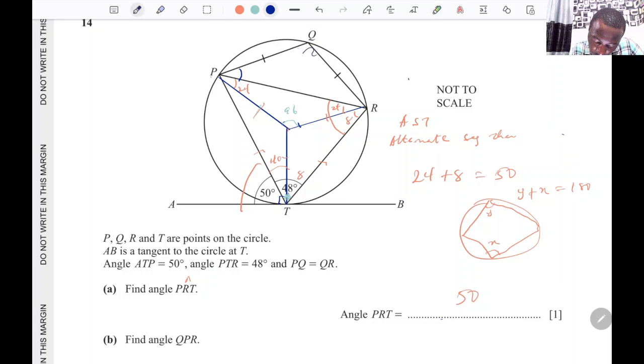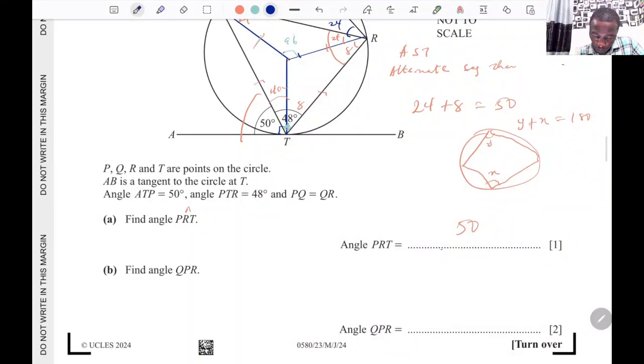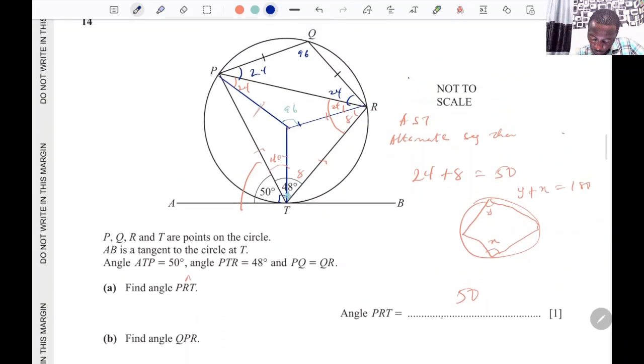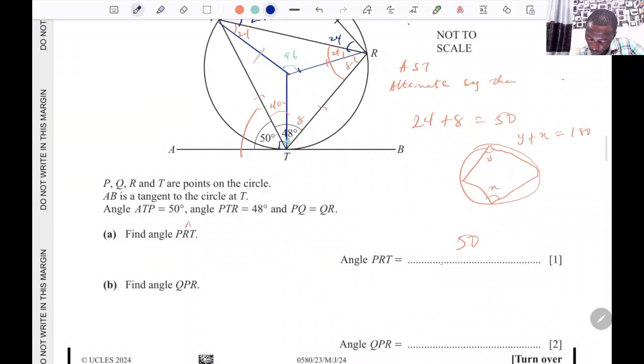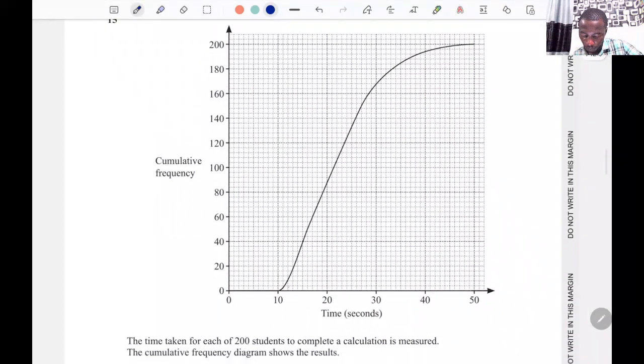So I'll write 96. Remember, these lines are equal. So if it is 96, the sum of the angles in the triangle is 180, which means here I'll have 24. The question did not say you should show your working, but you can quickly show your angle by summing them. So you have 24, because the angle there is 24. And so our answer here is 24.